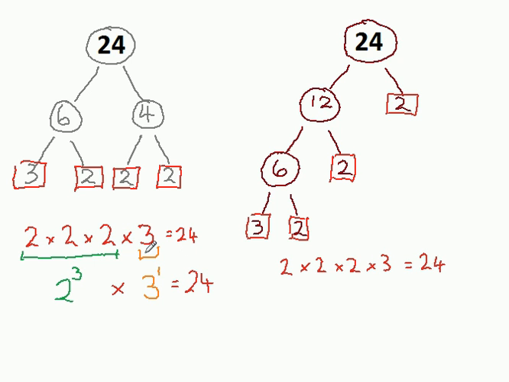And just like in the previous one, that can be written as 2 to the power of 3 times 3 to the power of 1. Equals 24. So two very different looking trees, with different numbers in them all the way through except for the end of course, but they end up with the same result, and that's true for all factor trees if they're done properly.